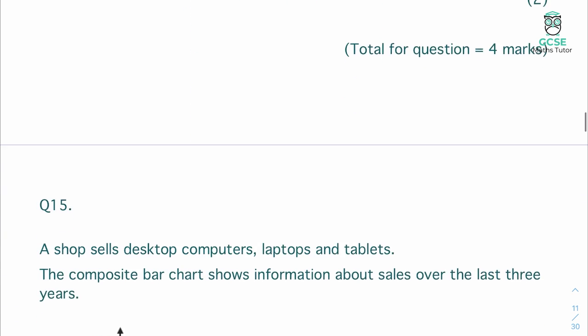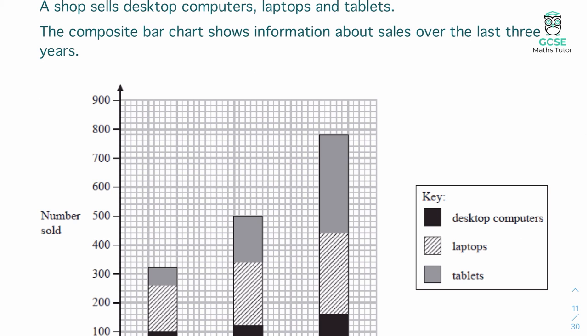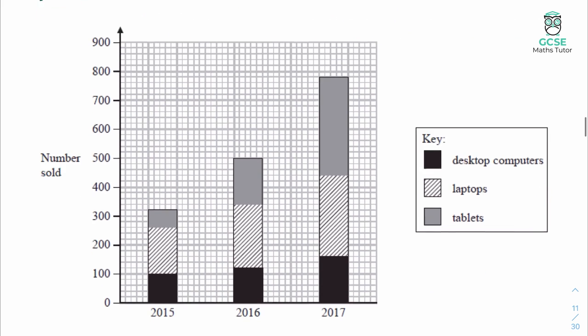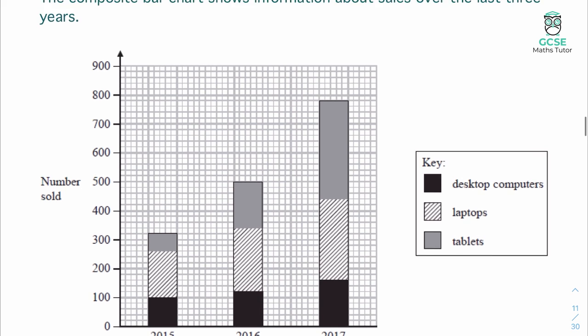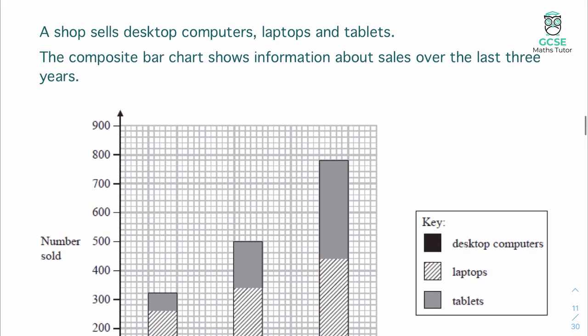Okay, on to our next one. A shop sells desktop computers, laptops and tablets. A composite bar chart shows information about sales over the last 3 years. So you've got a few different bar charts you can have. You can have a normal bar chart, where it's just the bars and it just shows what they've got. We've got dual bar charts, where the bars are drawn next to each other. And this is probably the worst one, a composite bar chart, where the bars are stacked on top of one another.